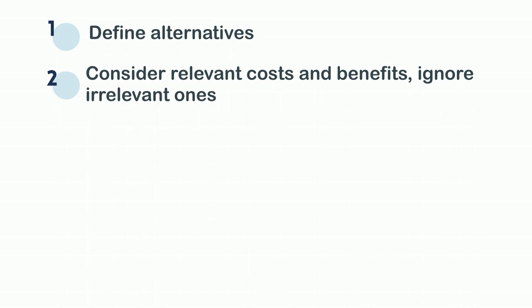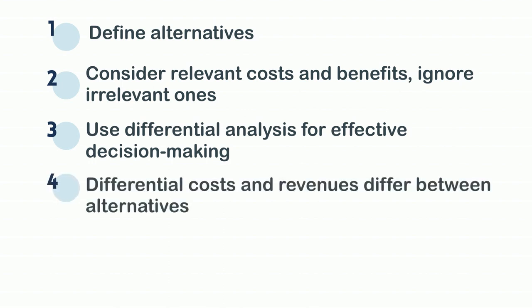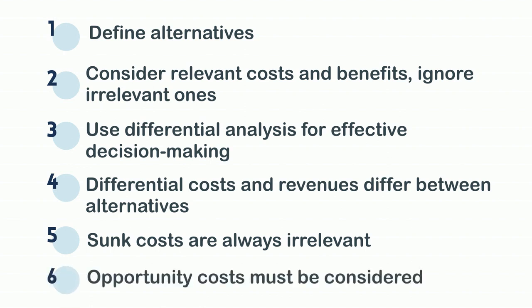To make effective decisions, first define alternatives, then identify relevant costs and benefits while ignoring irrelevant ones. Use differential analysis to focus on future costs and benefits that differ between alternatives, including differential costs, differential revenue, incremental costs, and avoidable costs. Sunk costs are irrelevant and opportunity costs should be considered.